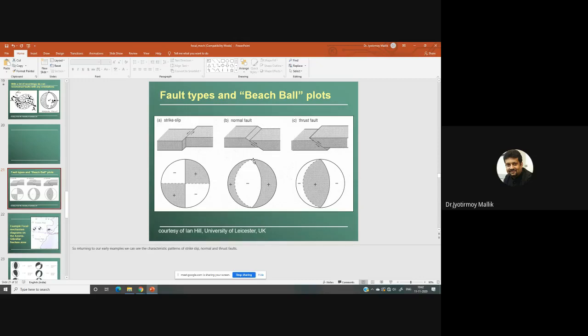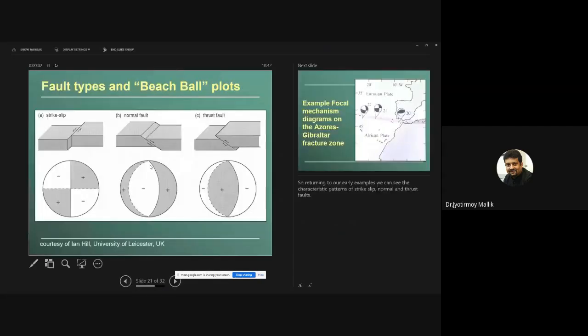Now, the main fault plane, although you cannot tell it from the beach ball diagram itself, but from other sources, is demarcated with a solid line, and the auxiliary fault plane is demarcated with a dashed line. Okay, so that is essentially the convention.